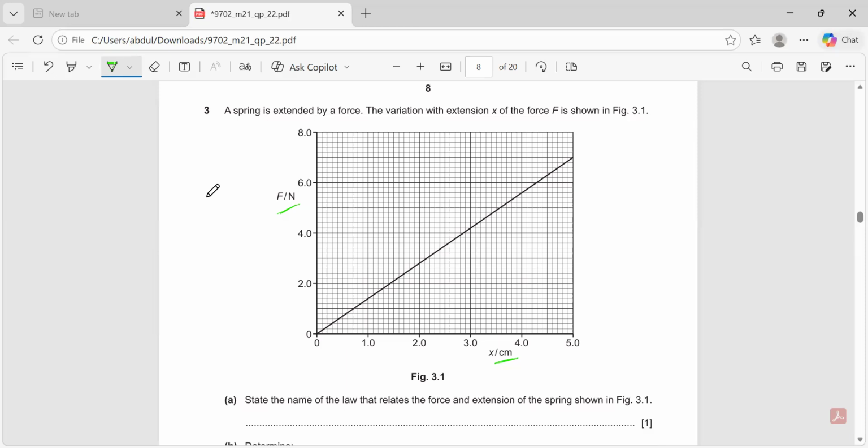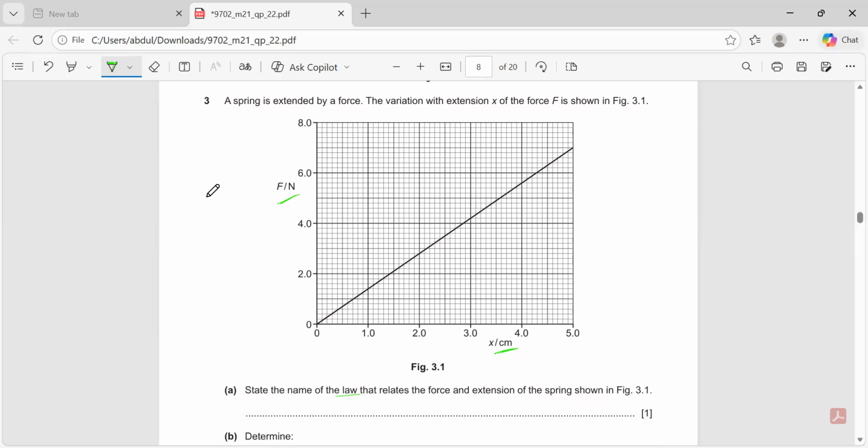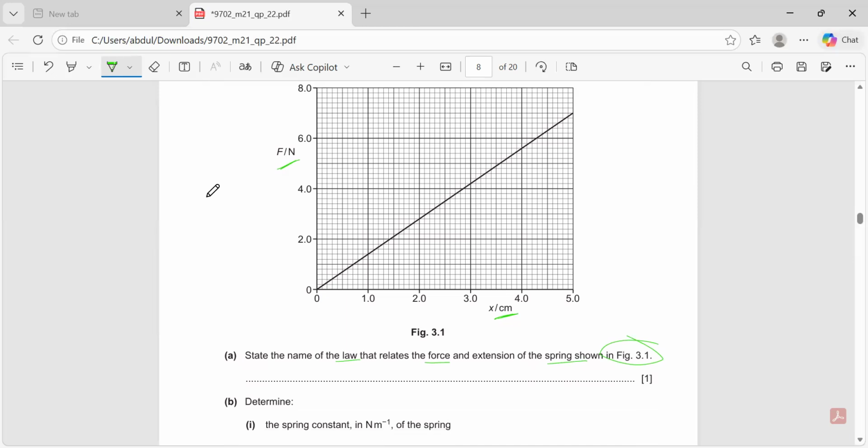Here, my dear friends, state the name of the law that relates the force and extension of the spring shown in figure 3.1. Yes, my dear sons. Again, this is IGCSE. What is the name of the law? Yes, Munzir, very good. And what about the others?